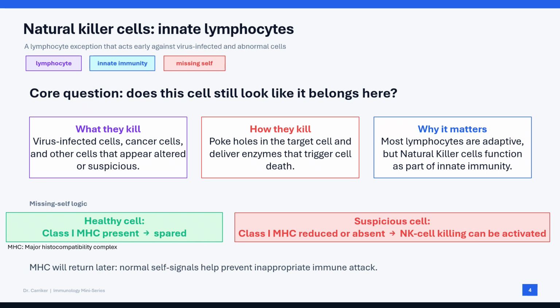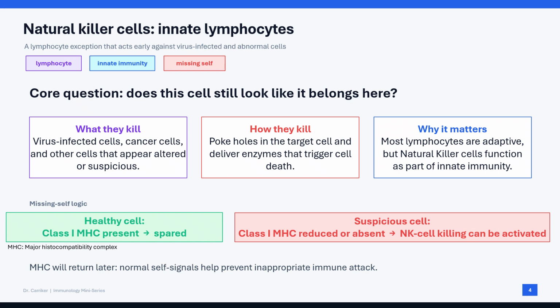If a healthy cell is presenting that I belong here message, we don't do anything with it. In the case where the class 1 MHC, the major histocompatibility complex, is reduced or not there, the natural killer cell is activated. It says, something's up. There are actually 3 types of lymphocytes that we talked about. Remember, the natural killer cells are a little bit different, but we also have B cells and T cells, which will be discussed in a later lecture.